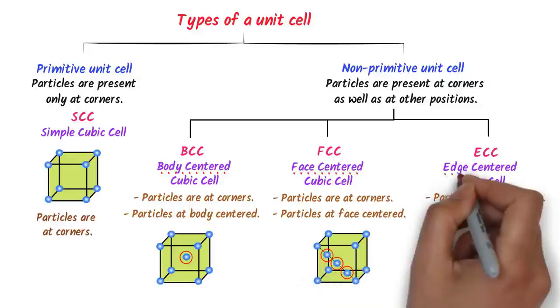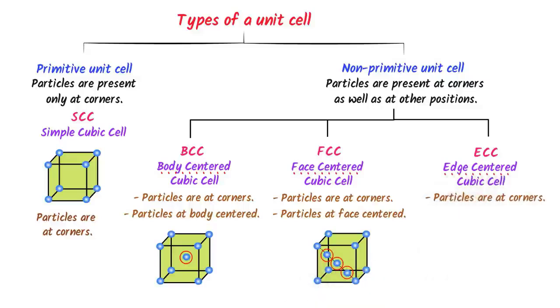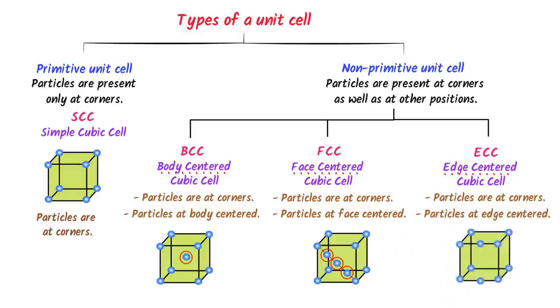Thirdly, there is a word edge-centered. So particles are present at edge center. For example, consider this unit cell. Here, particles are present at corners as well as at edge center. Thus note down all these important types of unit cell.